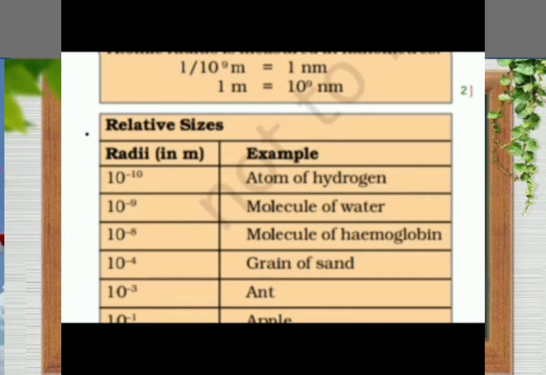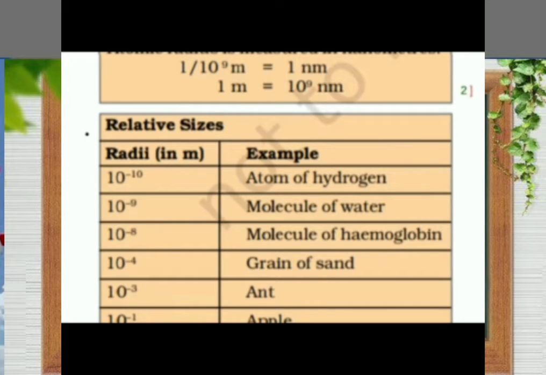The nanometer means it's very small. A nanometer is a small meter. 1 by 10 raised to 9 meter equals 1 nanometer, and 1 meter equals 10 raised to 9 nanometers. Let's look at some atoms and their radii.